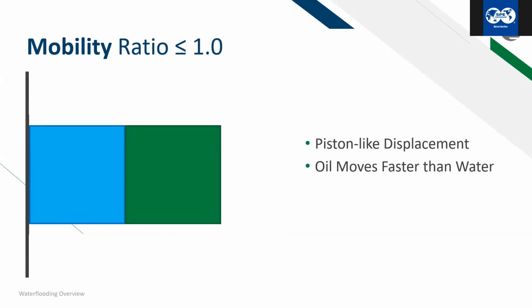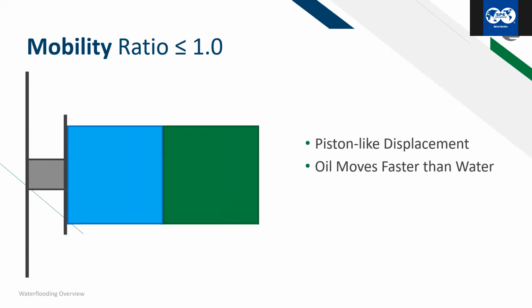If your mobility ratio is less than or equal to 1, then you're going to get piston-like displacement. A mobility ratio of less than or equal to 1 means that your oil is moving faster than or at the same pace as your water. That way, when your water says, hey, move, oil says, okay, I'm moving with you.